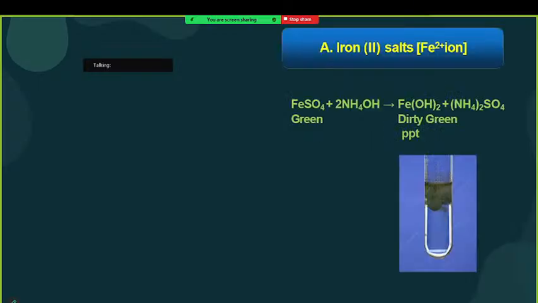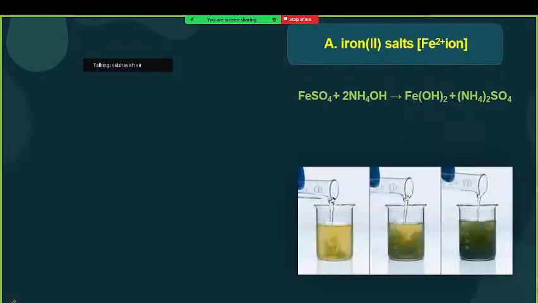Just see, ferrous ion, when it reacts with ammonium hydroxide, produces a dirty green precipitate. If you add excess ammonium hydroxide, there is no change in the precipitate. With ferrous hydroxide, you see some changes: initially some black appearance, which intensifies, and ultimately you get this dirty green color.